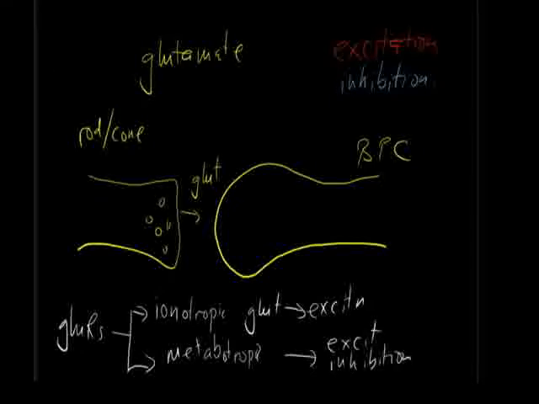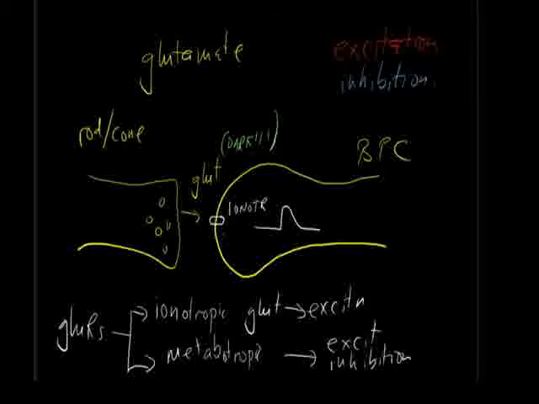So, if we have ionotropic receptors, remember glutamate, if I add glutamate, this will result in an excitation. But remember that glutamate is actually released not in the light, but in the dark. So if I have ionotropic receptors, the bipolar cells will respond to light being off.